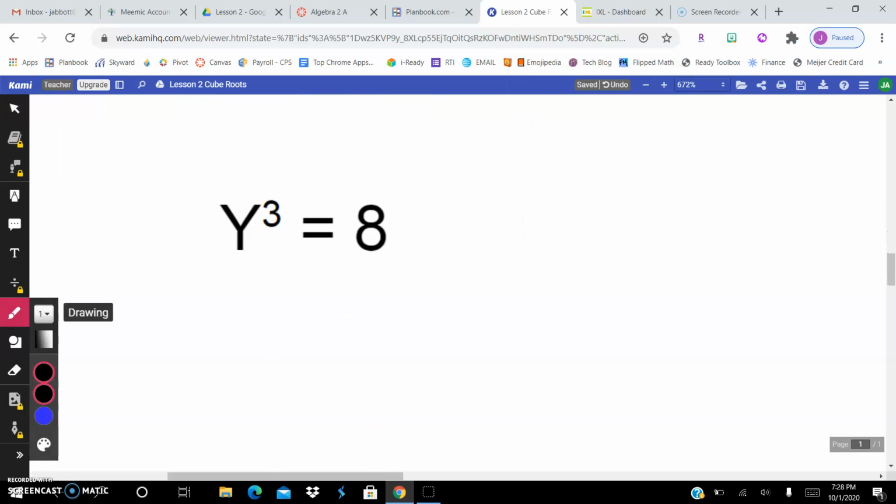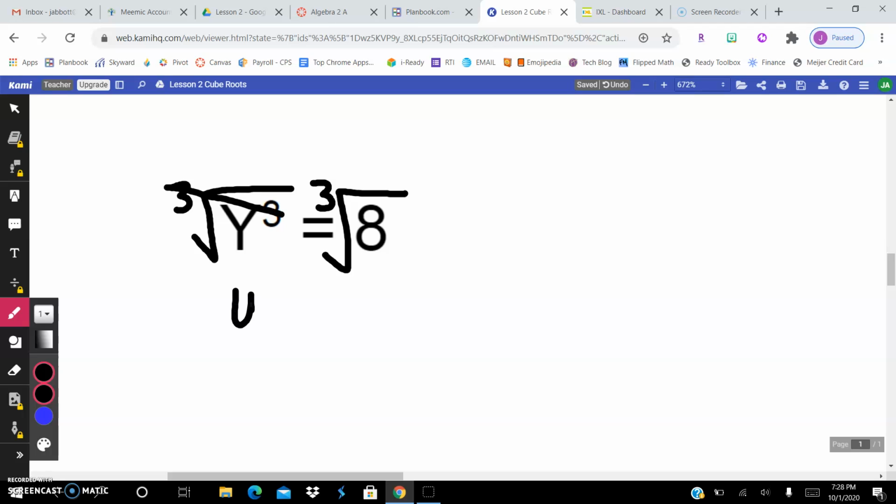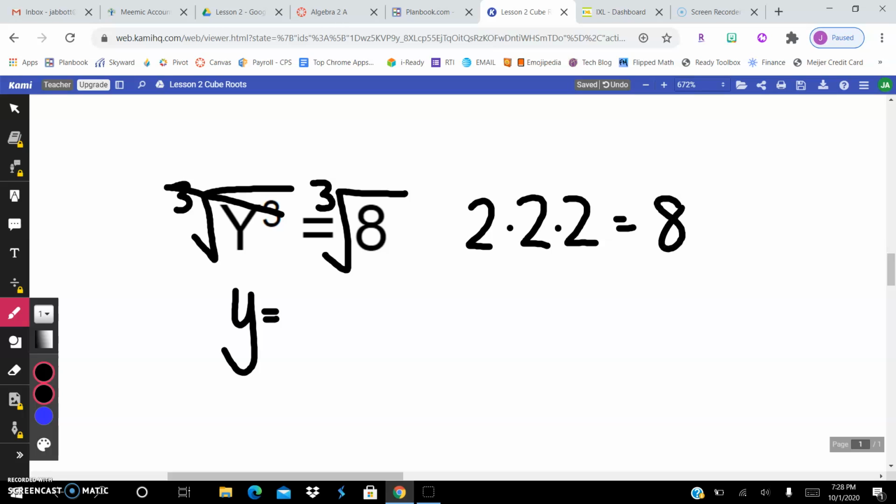Next, I have y cubed equals 8. Same thing here. I have to cancel that cubed, so I'm going to take the cube root of both sides. So the cube root and the cube cancel, and just y is left. And then I have the cube root of 8. What times itself 3 times is going to give me 8? So guess and check, 2 times 2 times 2. 2 times 2 is 4, times 2 would be 8. So our answer here is we multiply 2 three times together to get our 8.